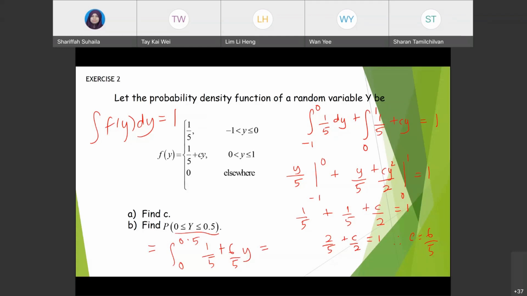Because we just integrate 0 up to 0.5. So the first range from -1 up to 0 does not include the probability that we want. We just want to find between 0 and 0.5. So use the second range, but we just integrate from 0 up to 0.5. Okay, what is your answer for this one?